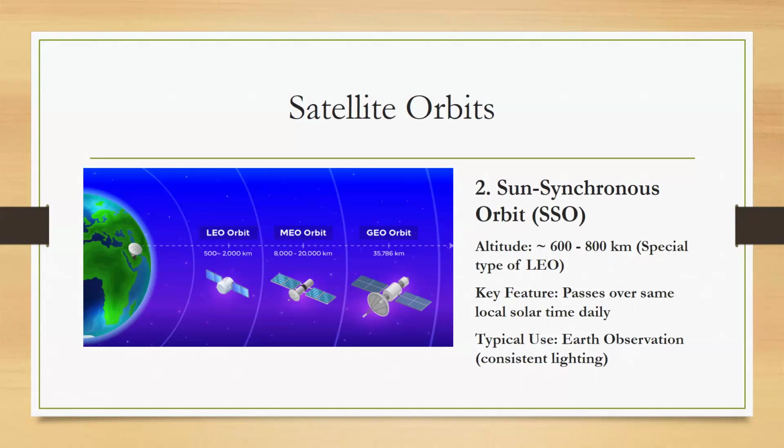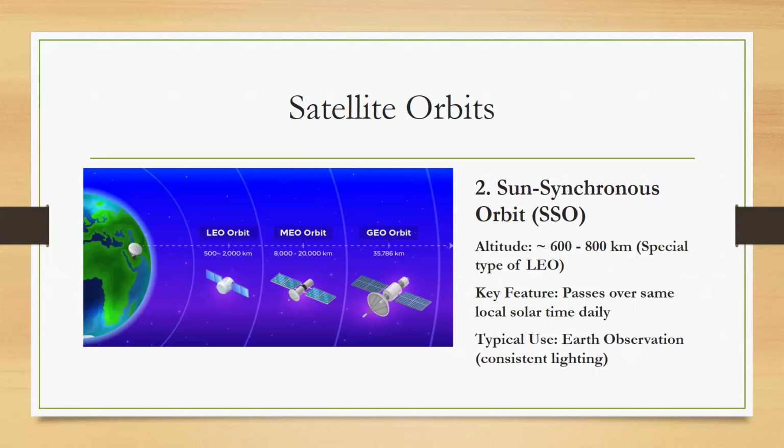Then we have the ones in sun synchronous orbits. Yeah, sun synchronous orbits are a special type of the LEOs, the low Earth orbit satellites.